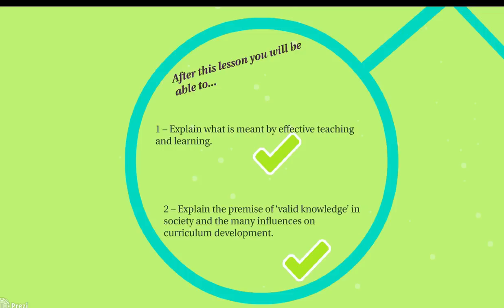As you can see, there are two learning outcomes for this lesson. First, you'll be able to explain what is meant by effective teaching after this short video lesson. Second, you'll be able to explain the premise of valid knowledge in society and the many influences on curriculum development.